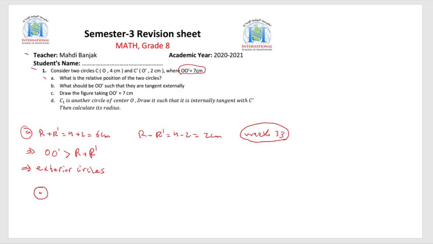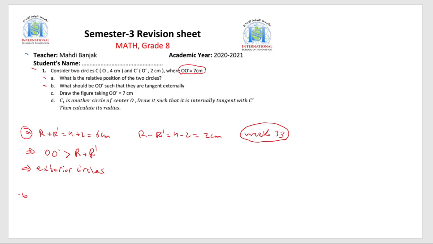Exterior circles will have the shape like this. Two exterior circles are far apart from each other and don't touch each other. There's a distance between the two circles. This is O and this is O prime. The distance here is 7 centimeters, and r equals 4 and r prime equals 2. So the distance between them is 1 centimeter, but there is no need to draw this now; we'll draw it together later. So this is part A.